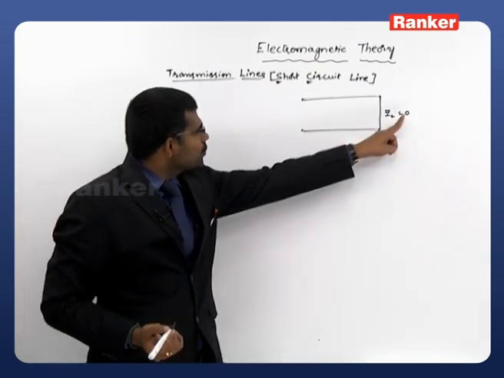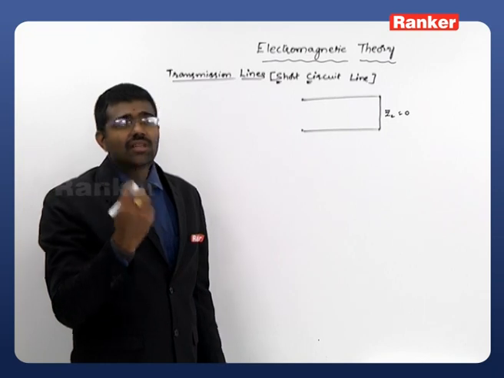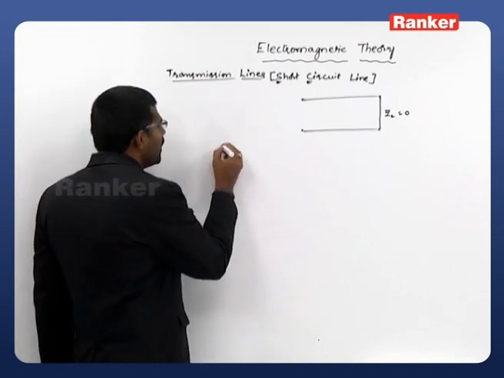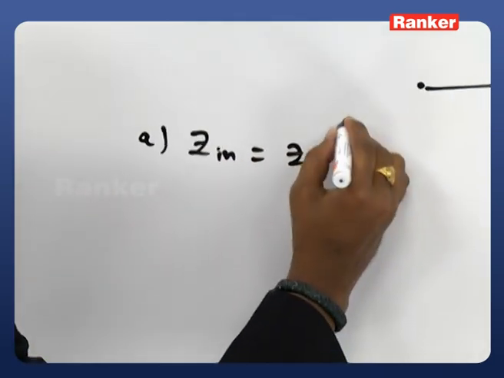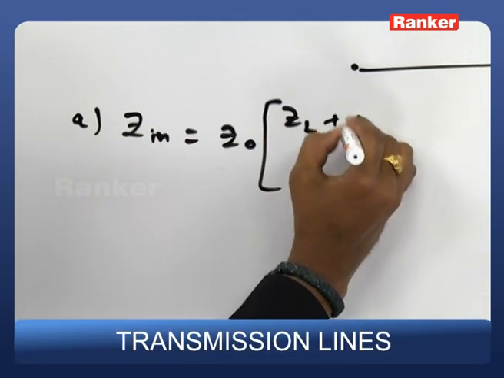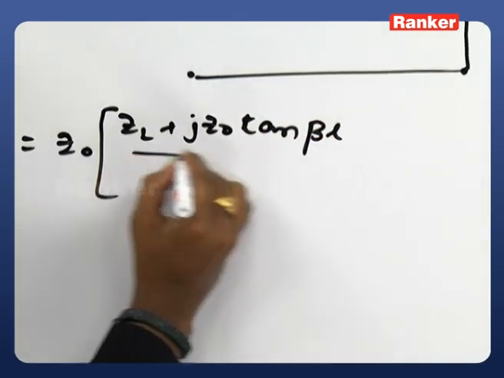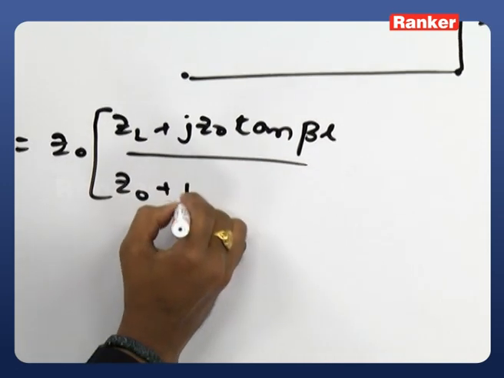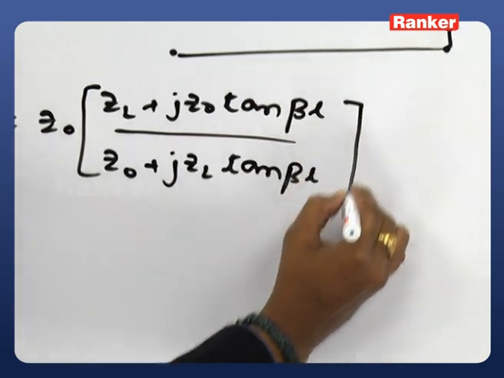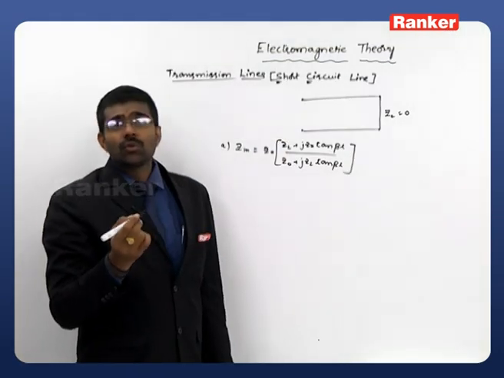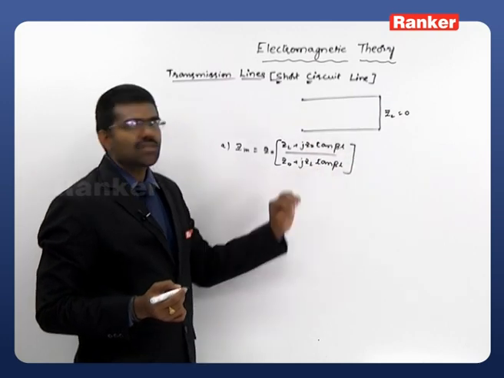So if ZL is equal to 0, how will the parameters that we observed be modified? We observed 3 different parameters, and one by one I will take those 3. First, input impedance. Zin is equal to, what is the basic equation of Zin? Z0 (ZL plus jZ0 tan beta L) divided by (Z0 plus jZL tan beta L). This is for a lossless line, and initially I forgot to tell you to assume that this is a lossless line. If this is a lossless line, then only this equation is applicable.